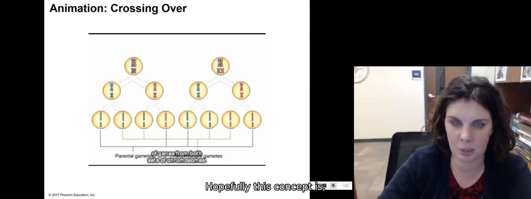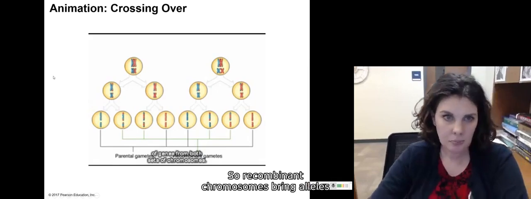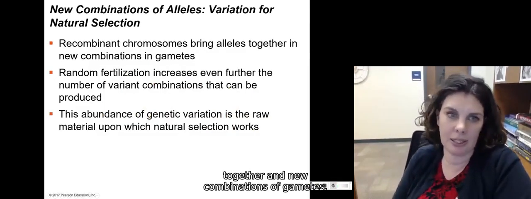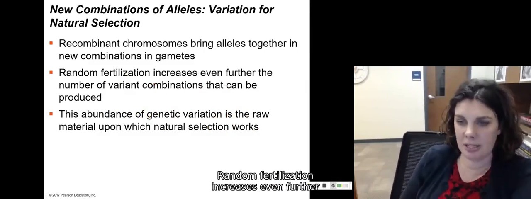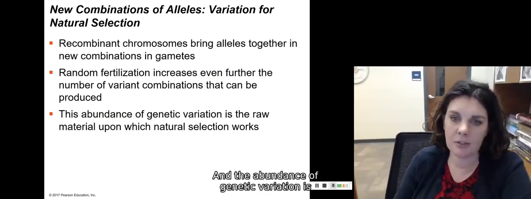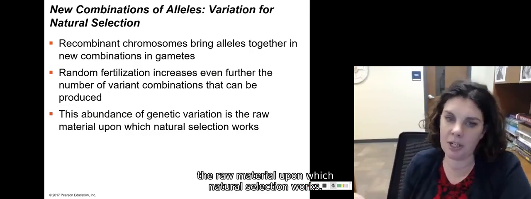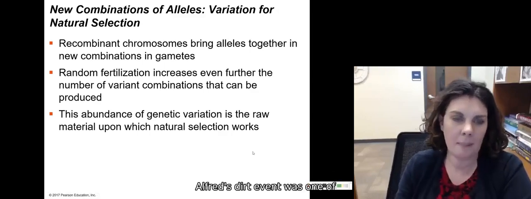Okay. So hopefully this concept of crossing over makes sense to you. Recombinant chromosomes bring alleles together in new combinations in gametes. Random fertilization increases even further the number of variant combinations that can be produced. And the abundance of genetic variation is the raw material upon which natural selection works.